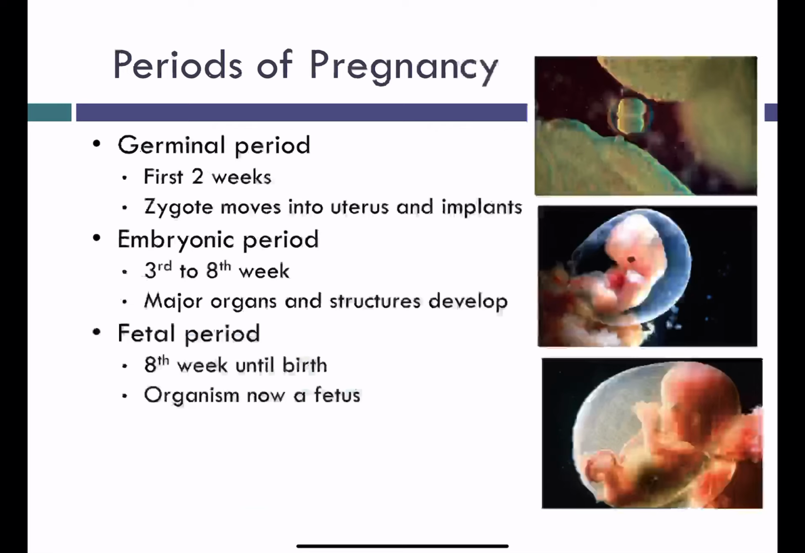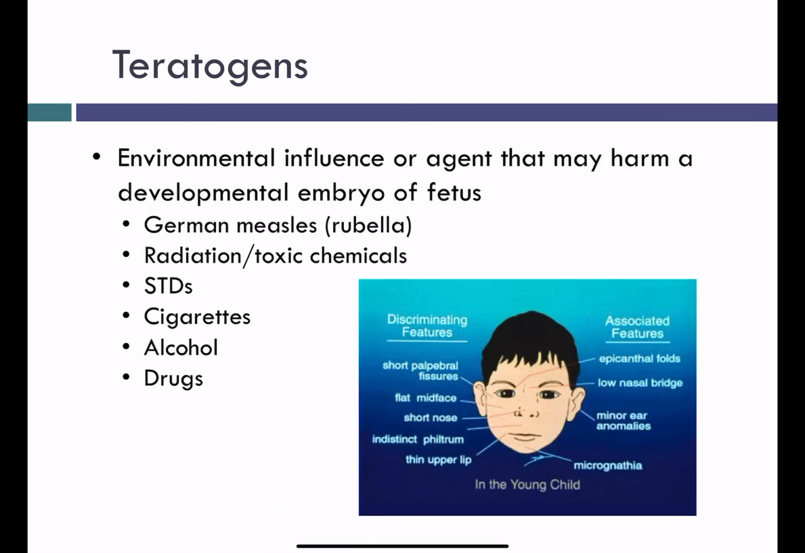And this is where the baby is growing. Those main organs have been developed. The baby is growing in length. They're putting on fat and weight to help prepare them for birth. So these environmental influences can affect the developing embryo or fetus.